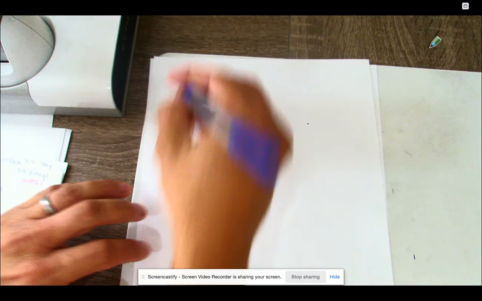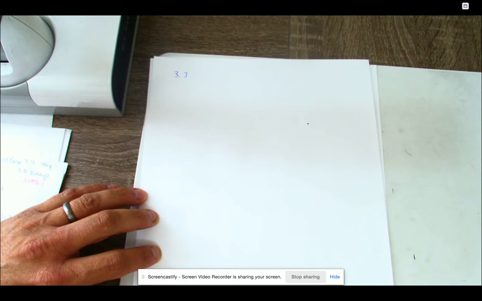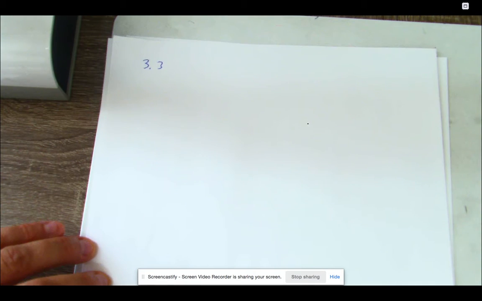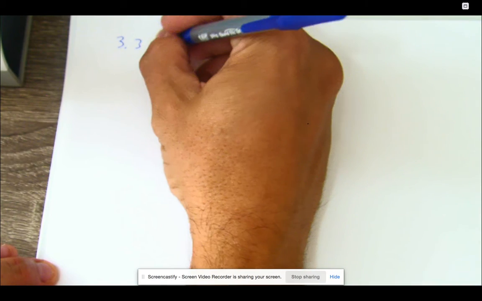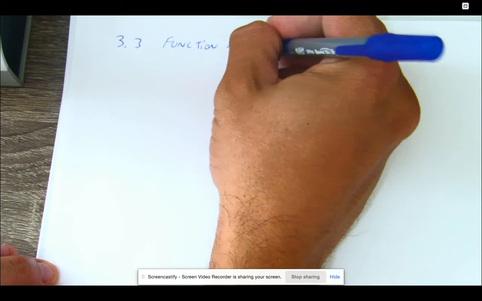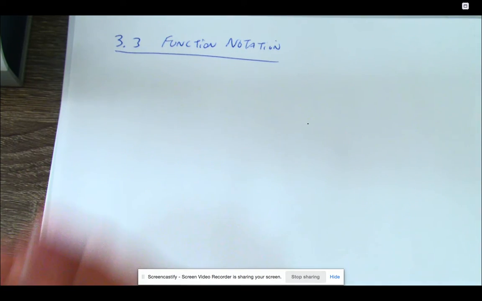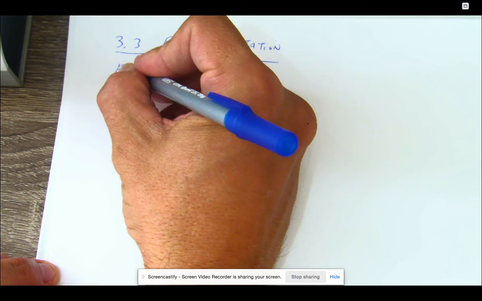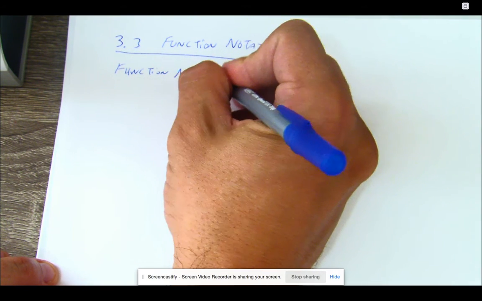Okay, here are the notes for section 3.3. I'm going to zoom in. Okay, and the notes are function notation. So to start off with, function notation is a fancy way of saying the y equals.